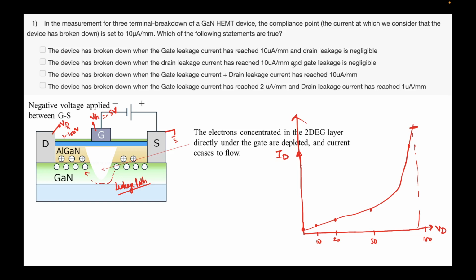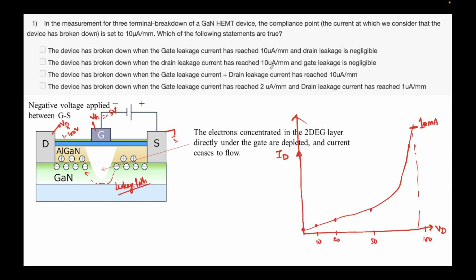Why per mm? Because the device periphery also matters. Let's just forget about per mm. I'm just normalizing with respect to the gate length of the device. So let's just forget about the gate length for now. So let's say the absolute current value that I'm getting here is 1 milliamp. Okay, 1 milliamp.